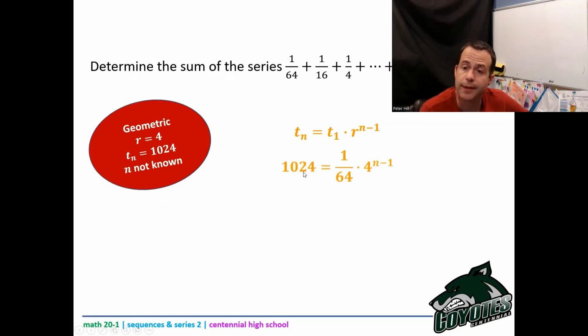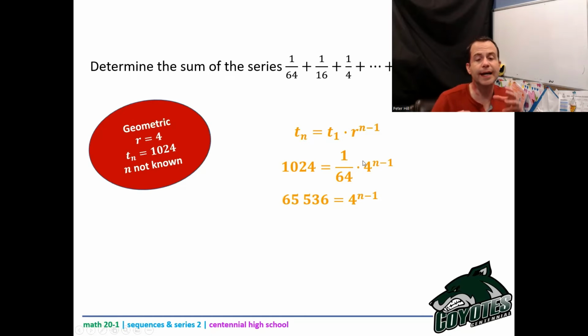So I have 1,024 equals 1 over 64 times 4 to the n minus 1. I want to get rid of that 1 over 64, so I'm going to multiply both sides by 64. Remember, I can't multiply here because the 4 has an exponent, and I have to deal with that exponent before I can deal with that multiplication. So instead of that, I'm going to follow the mathematical rules of life and multiply both sides by 64 instead. Okay, that's going to give me 65,536 equals 4 to the n minus 1.